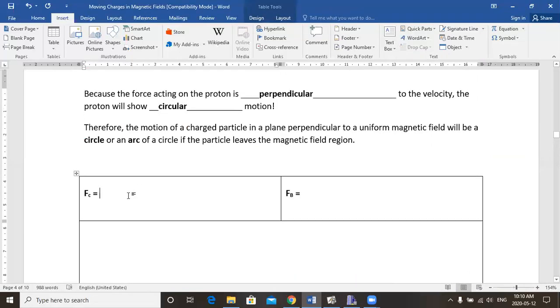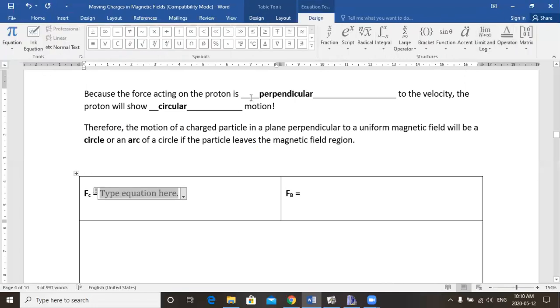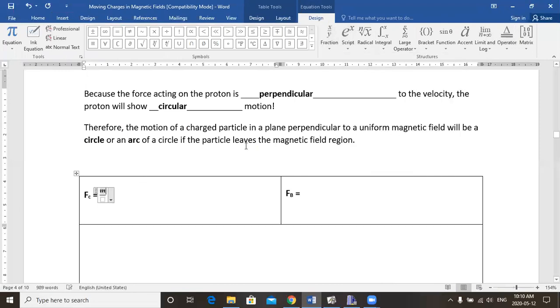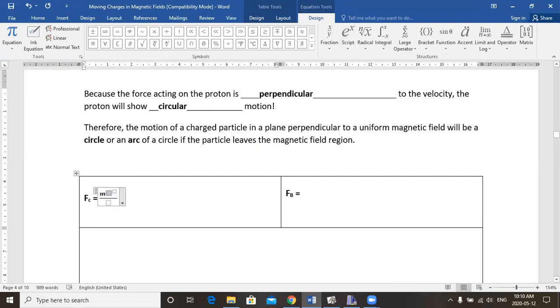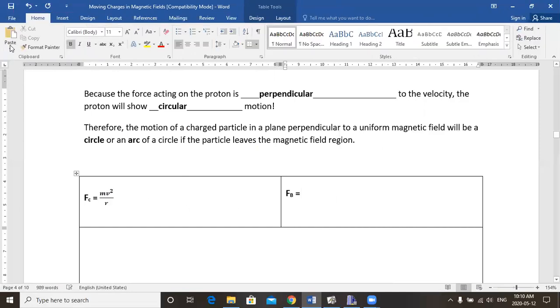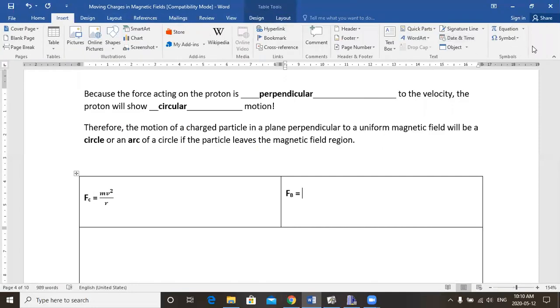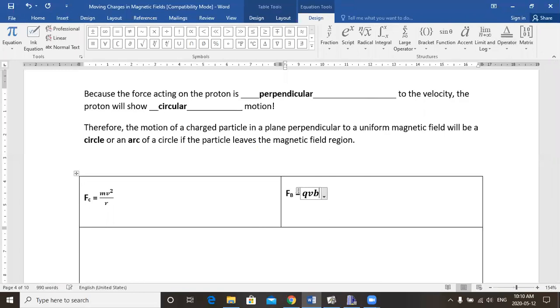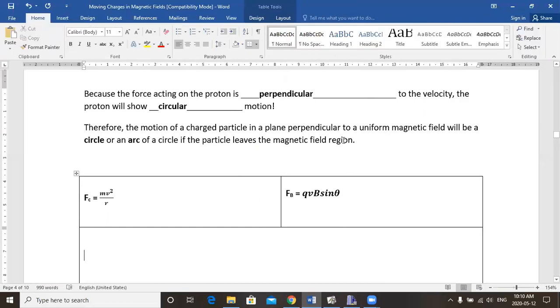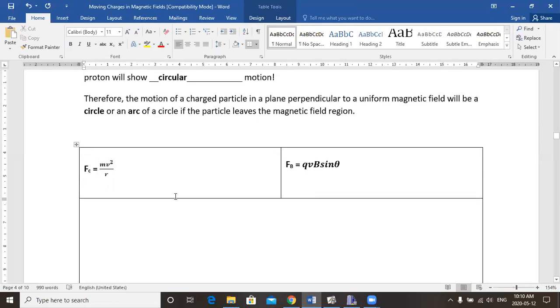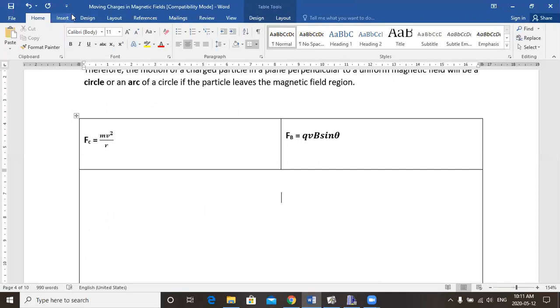Okay, so recall from your circular motion unit, the simplest definition of centripetal force is Fc equals m v squared over r. And the magnetic force is equal to QVB sine theta. So if these two are equal, then of course it's going to show that this particle is going to move in a circle or an arc. So if these two are equal, then we get the following.